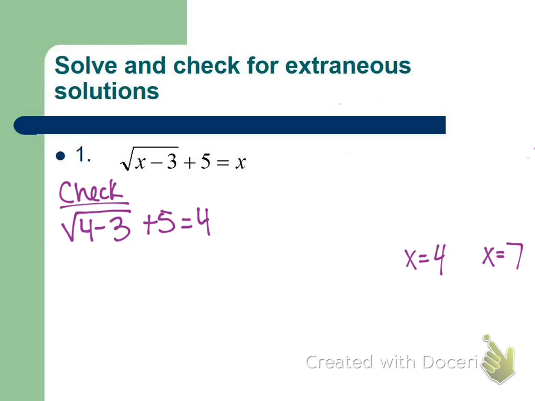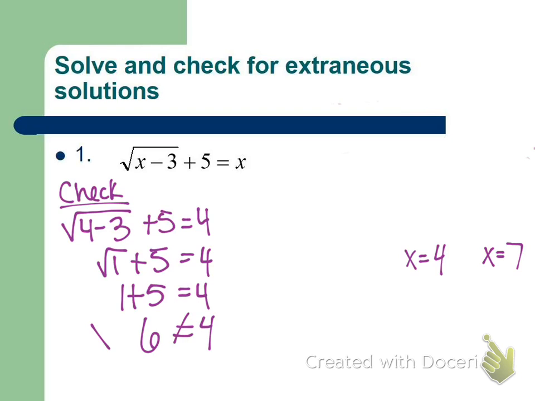All right, we go to check it. What is 4 minus 3? 1. What is the square root of 1? Does 1 plus 5 equal 4? What does 1 plus 5 equal? 6. Okay, 6 does not equal 4. So that one did not work. I don't know if you want to put like a sad face by it or something. So we know that 4 is definitely going to be extraneous. Fine if you put EXT, that's fine. 4 is going to be extraneous.